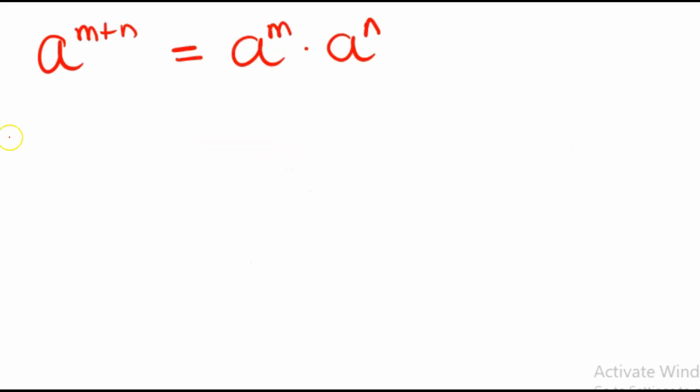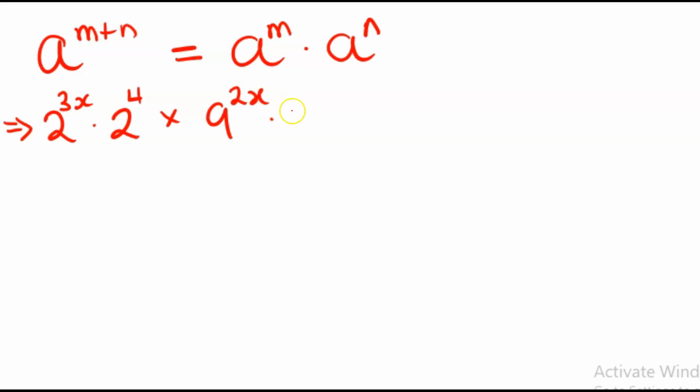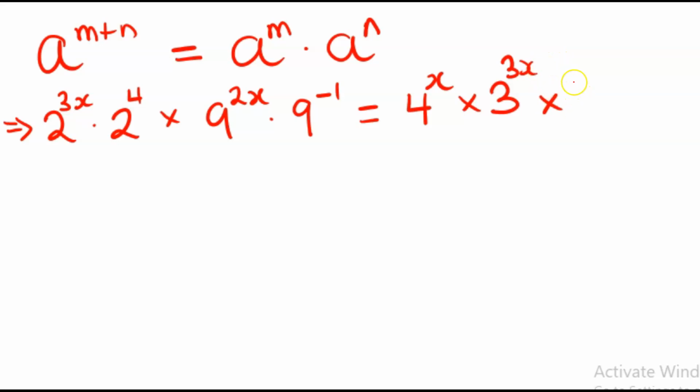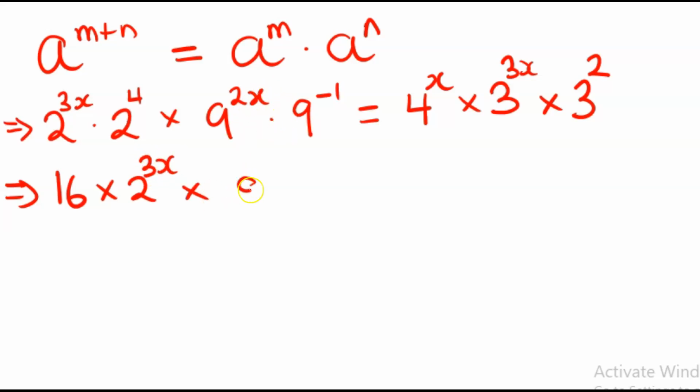So in that case, we are going to have on the left hand side 2 raised to the power 3x times 2 raised to the power 4 times 9 raised to the power 2x times 9 raised to the power minus 1 is equal to 4 raised to the power x times 3 raised to the power 3x plus this one will be 3 raised to the power 2. So 2 raised to the power 4 is 16. So 16 times 2 raised to the power 3x times we have 9 raised to the power 2x.